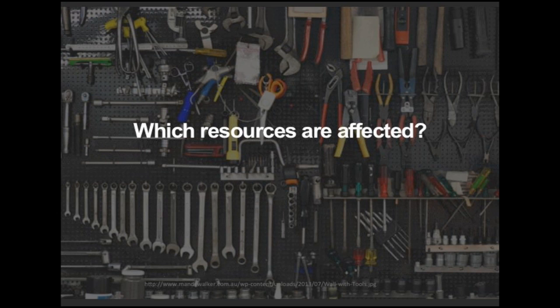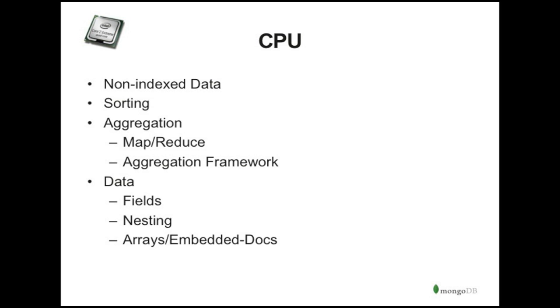So when we're talking about resources, how can we see which resources are going to be affected, how can we deal with them, and how does MongoDB use those resources? When we're talking about CPU in MongoDB, we're basically using that for non-indexed data. We're using that for sorting, the aggregation framework, and MapReduce. We're using that to compute the fields, the nested fields, arrays, and sub-documents. And all of these are features of Mongo that will definitely be using a lot of CPU.